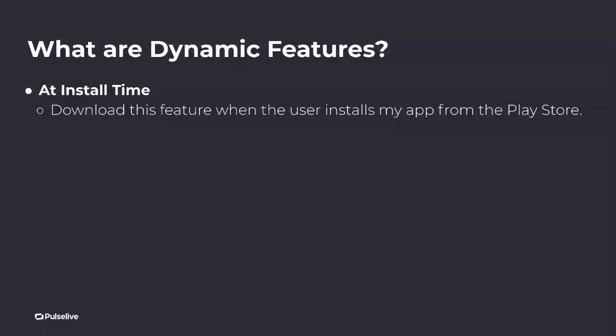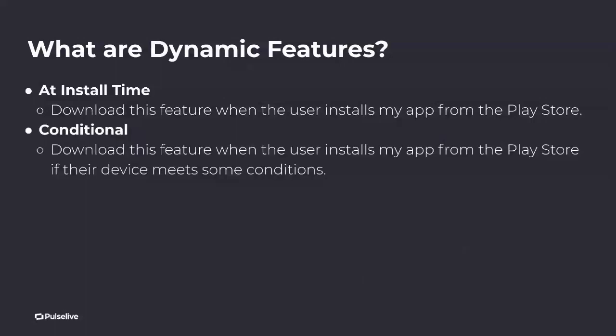So you can have a dynamic feature that's just set up to be installed at install time. Nothing different there. You can have a conditional dynamic feature. This is the same as above, where it's still installed when the user installs your app from the Play Store, but it's always subject to some conditions. So say you have a feature that only users on SDK 24 plus can use, but you support the rest of your app down to like 21 or something, then you can set different conditions. You can say, okay, I need a device that has a camera.